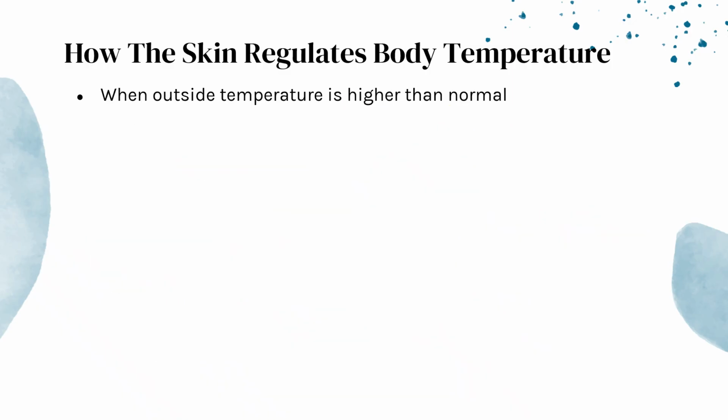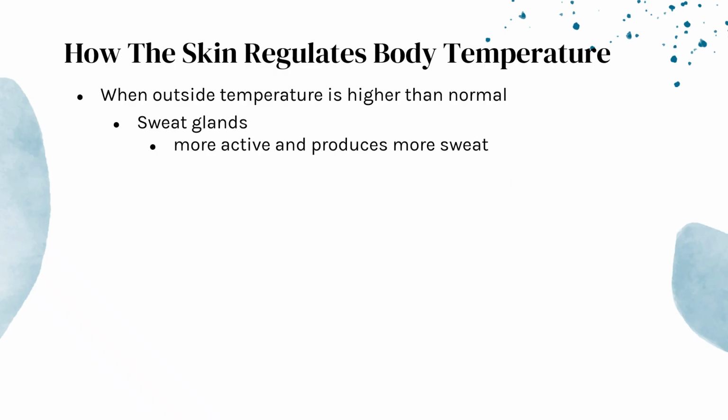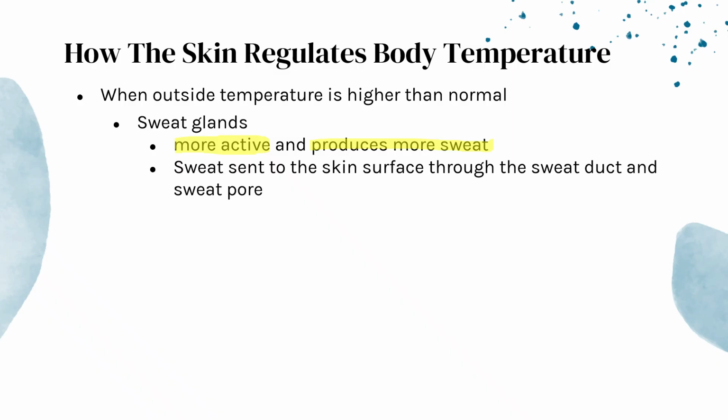Let me try to interpret them in words, because at the end of the day, bio is all about writing, correct? So let's talk about sweat glands first. When you are encountering a warm temperature, the sweat glands will become activated, or you can use the word more active. When they are activated, they will produce more sweat. The sweat will be sent to the skin surface through the sweat duct, and finally out through the sweat pore, which is the opening.